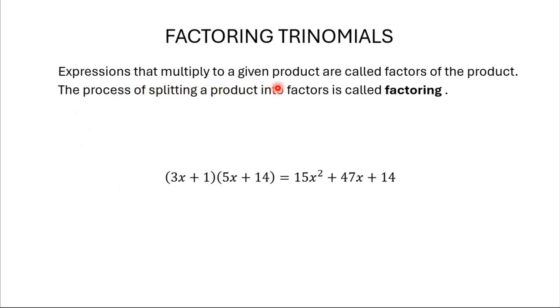Expressions that multiply to a given product are called factors of the product. And the process of splitting a product into factors is called factoring. So here we have two expressions, 3x plus 1 and 5x plus 14. And when we multiply them, we get this product. So 3x plus 1 and 5x plus 14, those binomials are the factors of that product.